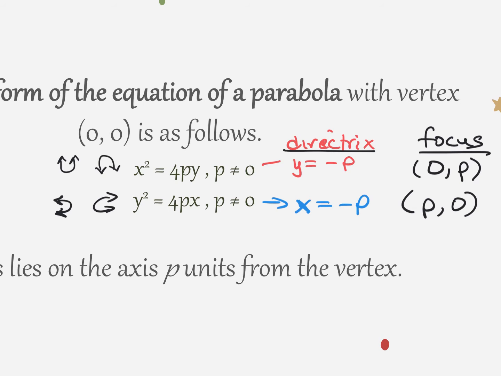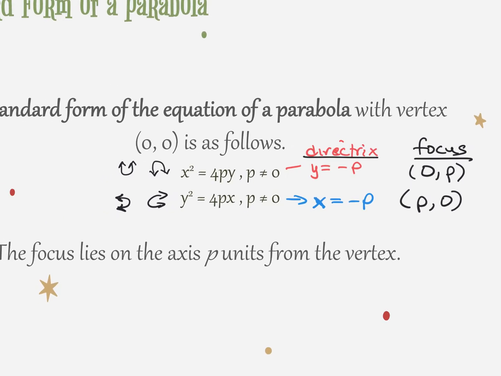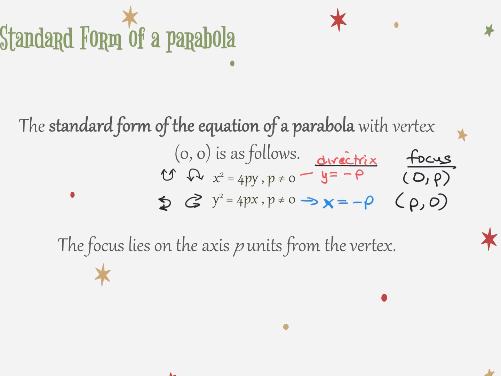So either memorize this or maybe visualize what the graph is going to look like. So remember, the focus lies on the axis, on that axis of symmetry, p units from the vertex. Because again, p is going to be the distance between the vertex and the focus and the vertex and the directrix.